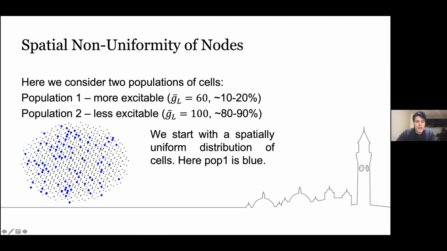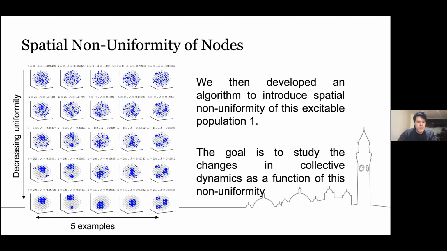And then we start with a spatially uniform distribution. So we just randomly plop down some of these blue population 1 cells throughout the islet, completely uniformly distributed. And what we did was we generated an algorithm that could create spatial non-uniformity. So here I've got 5 examples where each column is an example of transitioning from complete spatial uniformity to spatial non-uniformity.